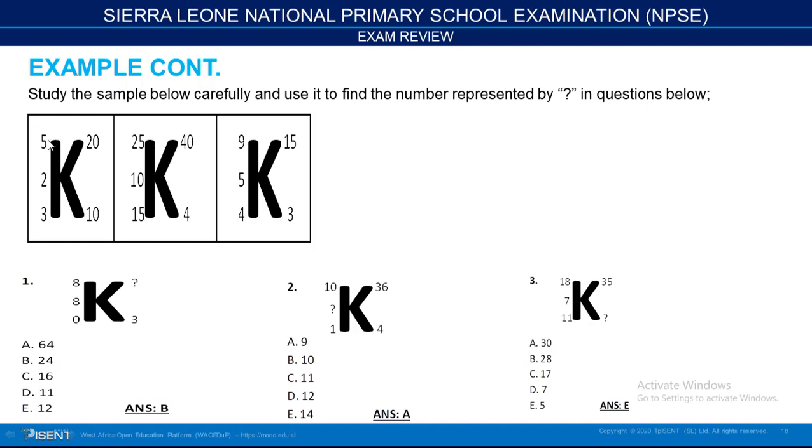Because I subtracted 5 minus 2, I got 3. I should do the same here. 25 minus 10 gives me 15. So for this side, it works the same with this.